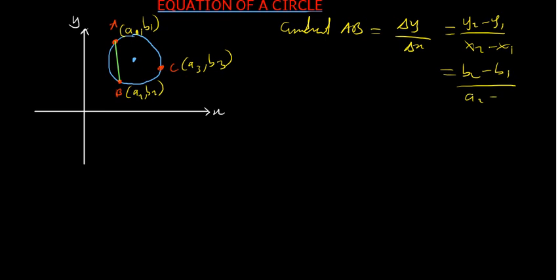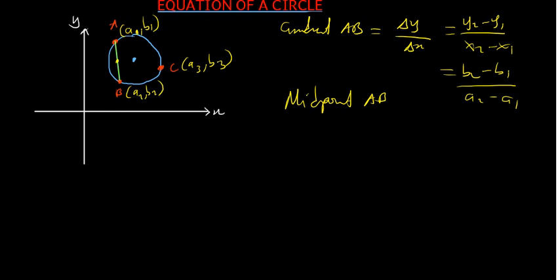And then our x1, which is a1. So this is going to give us the gradient of this line. After finding the gradient, we need to find the equation of the perpendicular bisector. In other words, we need to find the midpoint of AB. So we are interested in the midpoint of AB. The midpoint is somewhere there. That will be the midpoint of AB.